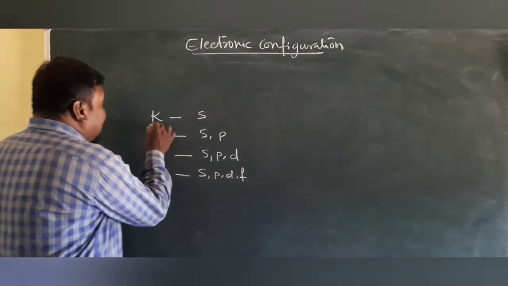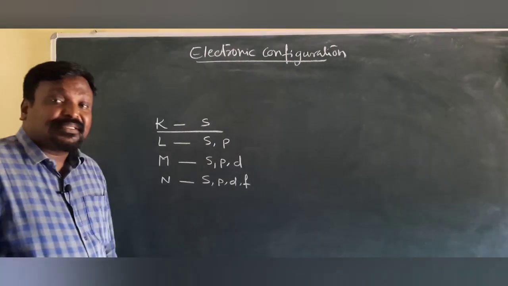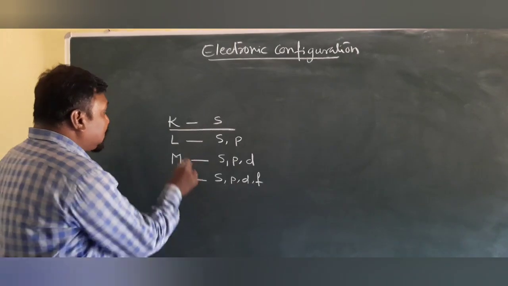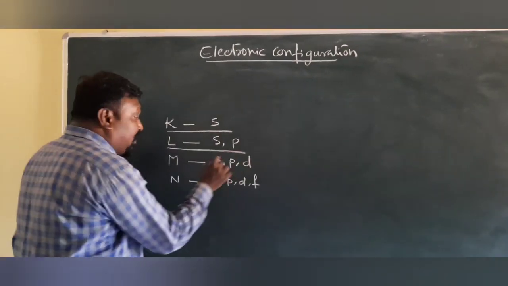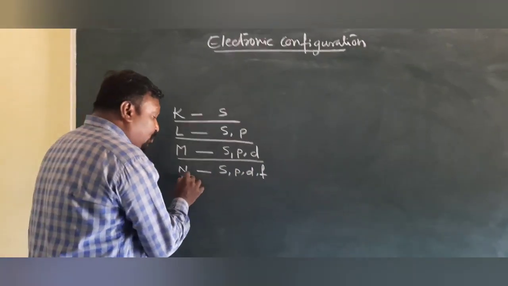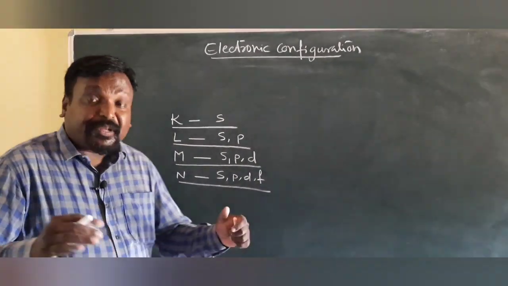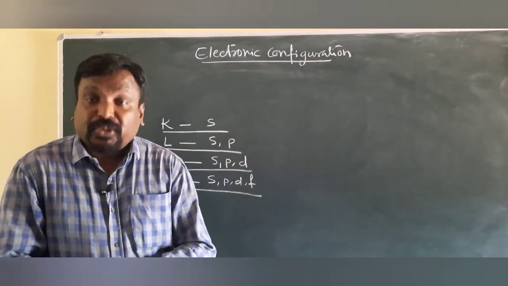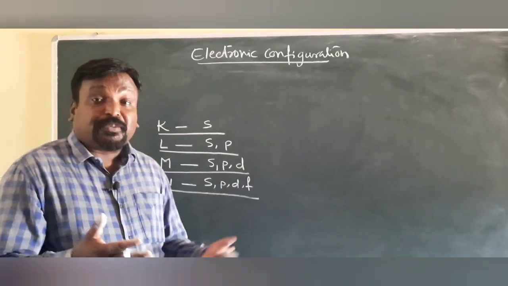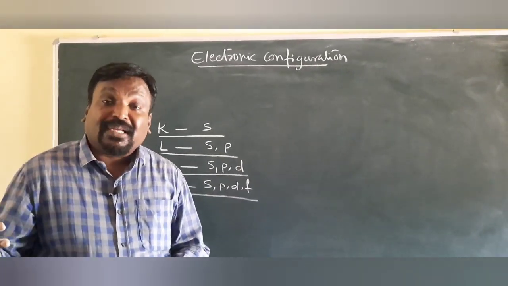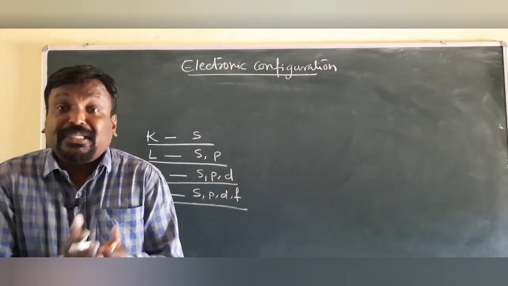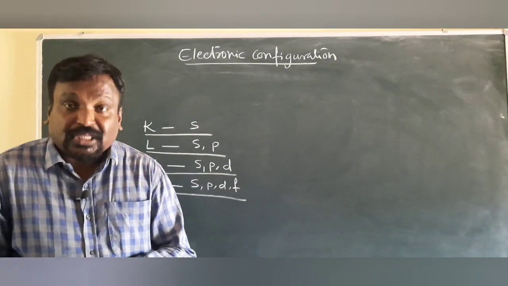See, the energy level of the K shell is lower. I mean, it has the minimum energy level. Then the L shell has a higher energy level. And then the M shell is still higher. And then the N shell has a higher energy level. So following this Aufbau principle, the electrons get filled up in the increasing order of their energy levels. How they get filled in that order, we can see now.